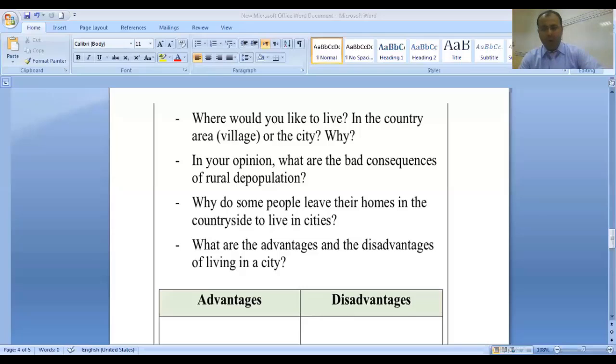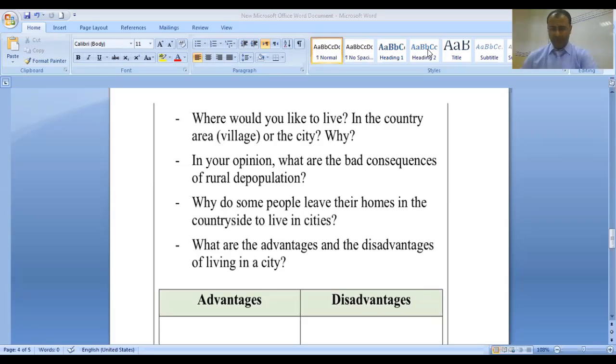Okay. Why do some people leave their homes in the countryside to live in a city? People in the countryside are leaving their homes and coming to live in the city. Why? If you understand the text, you can answer this question. Why do some people leave their homes in the countryside to live in cities?